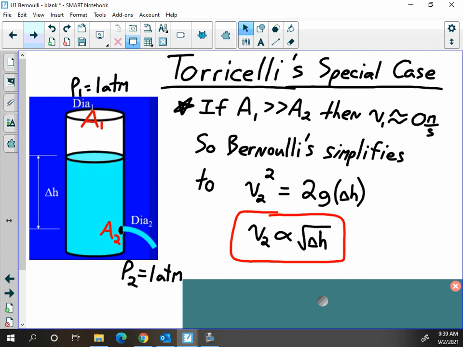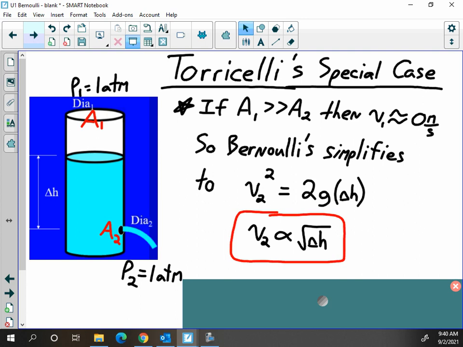Okay, and again, this should kind of make sense. If you did have a container of water and you poked a hole, what would happen to this stream as it started to empty? Would it always go out the same distance? No. Okay, would it start to go further or start to go less far? Yeah. And why is that? Okay, because the depth gets smaller, it has a lower velocity, right? Does that make sense?